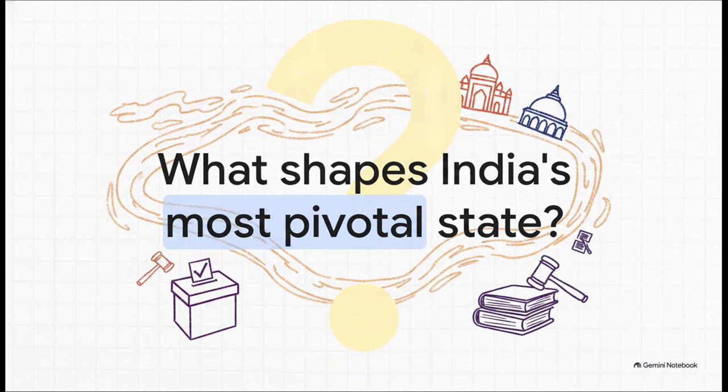So, as we wrap up this explainer, I want to leave you with this thought. How do all these dense layers, the massive geography, the shifting history, the complex administration, how do they all blend together to forge the modern identity of India's most pivotal state? When you truly grasp this unmatched scale, you have to wonder, how will the internal dynamics of Uttar Pradesh continue to shape the very future of Indian democracy?